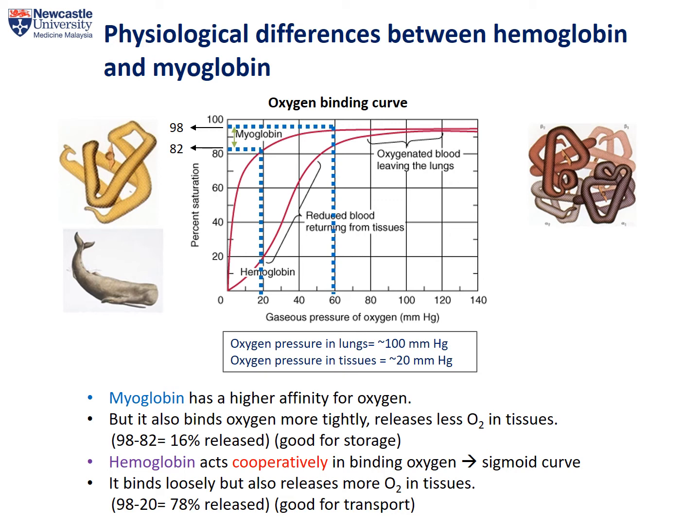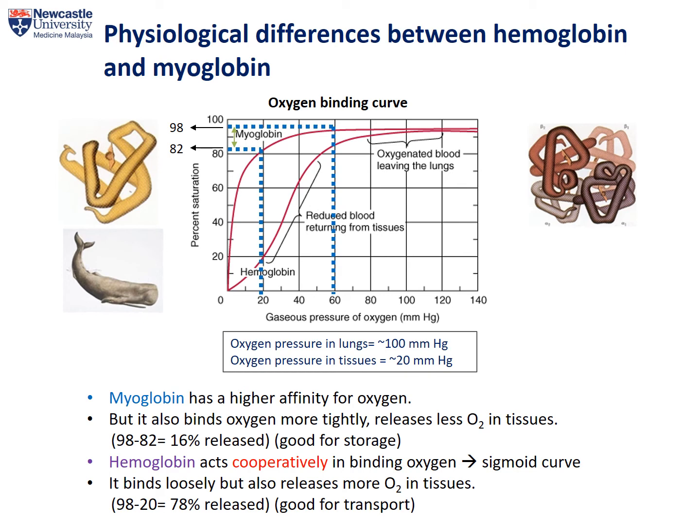Now, how about hemoglobin? Hemoglobin has a sigmoidal curve for its oxygen binding because it acts cooperatively in binding oxygen. So what does it mean? It means that the binding of the first oxygen onto the first subunit will promote the binding of a second oxygen to the second subunit and so on.